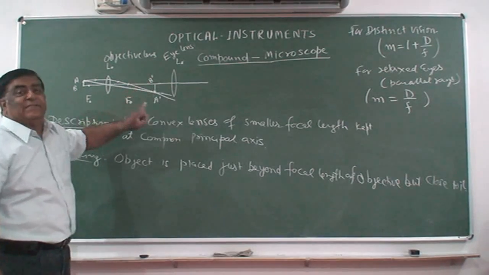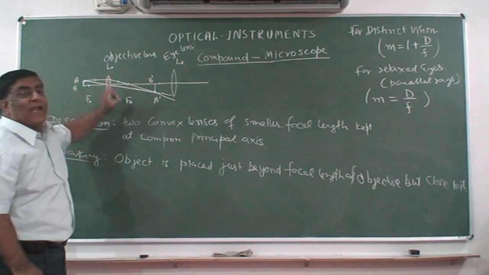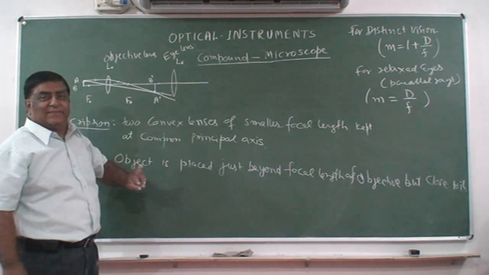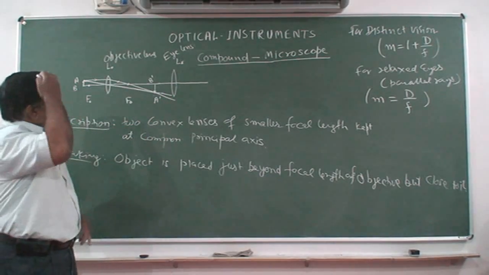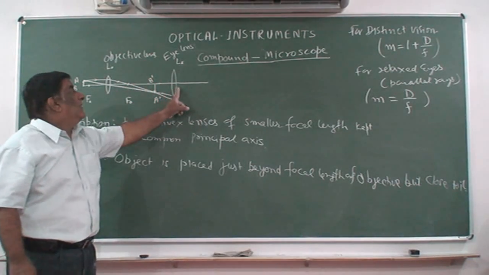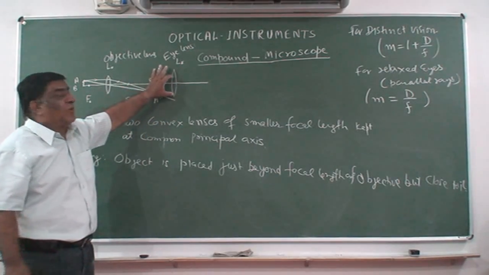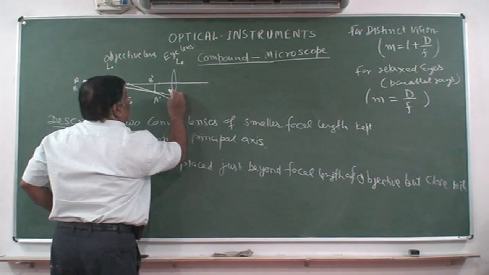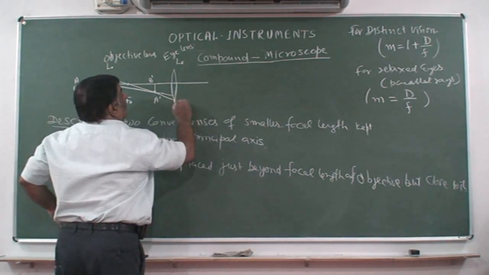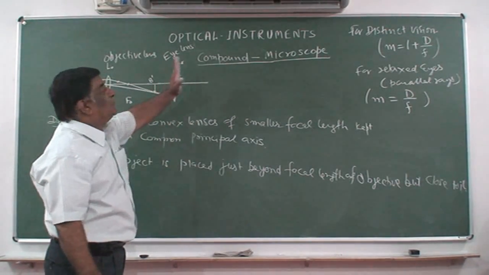So A dash B dash is the real image of AB. Why real? Because the rays are actually intersecting each other. They come here. Now come to the second lens. What happens with the second lens? The answer is A dash B dash acts as the object for this second lens. We are observing A dash B dash through the second lens, and the rays going through the second lens are again refracted by this lens and come to our eyes.